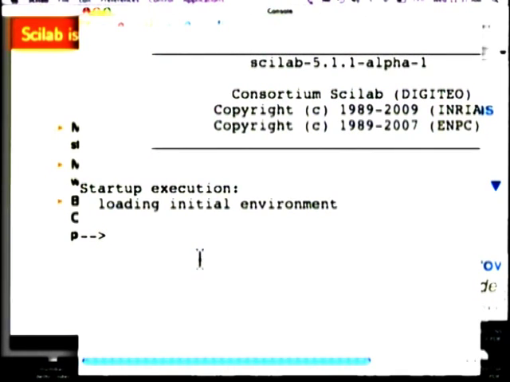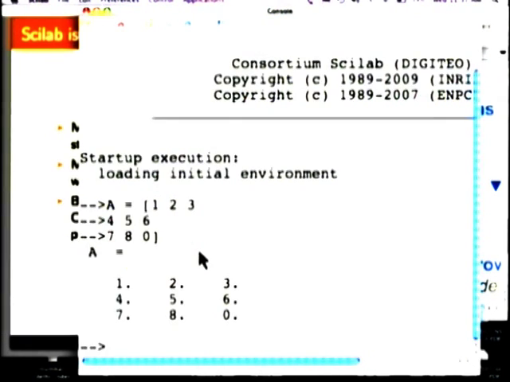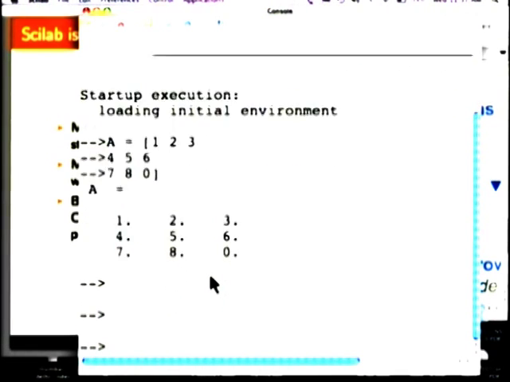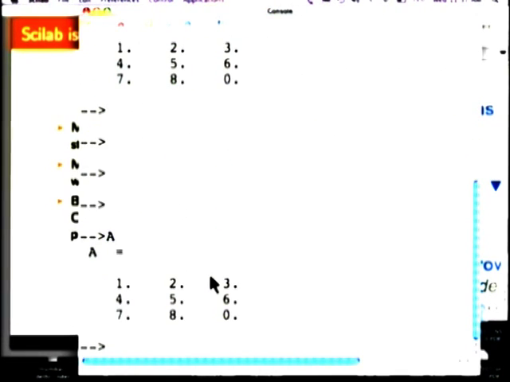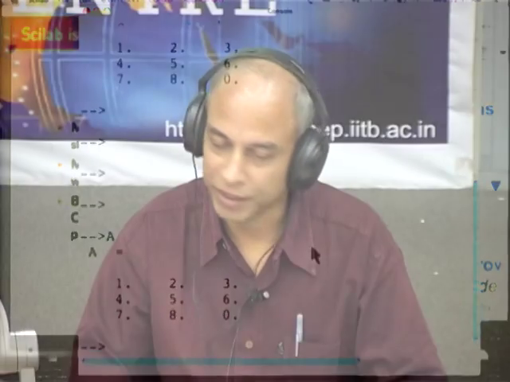Okay. So I said that it is very easy to create matrices. Let's create a 3x3 matrix. A equals 1, 2, 3, 4, 5, 6, 7, 8, 0. Alright, so it has created the matrix. Not only that, what I did was I typed this and entered a carriage return here and it echoes the results. For example, if I just say what is A, it will come and say that A is a 3x3 matrix.